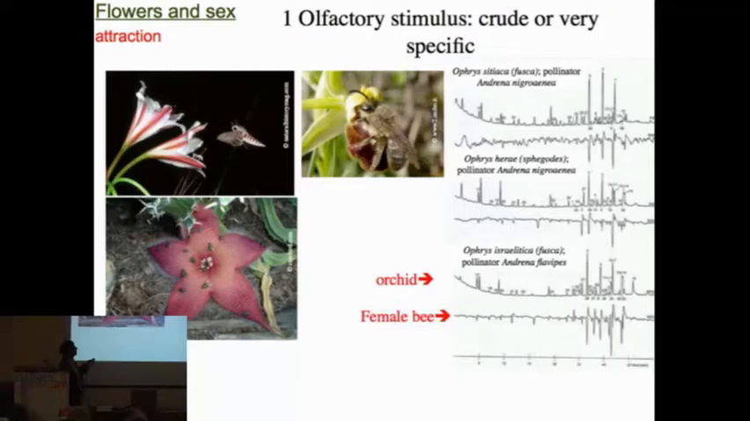It can also be this kind of crude smell, like this kind of flower, which imitates the smell of rotten meat. So flies will be attracted to these flowers, and they will come from far distance to lay their eggs in the flower.